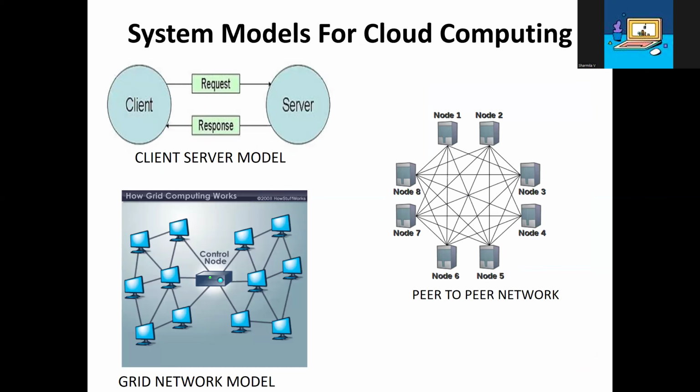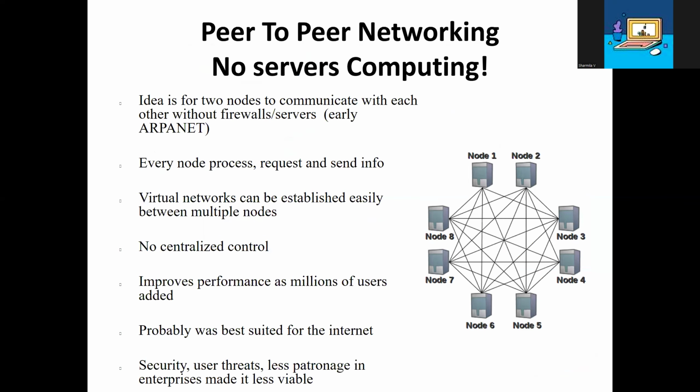So here is the system model for cloud computing: the client-server request, the P2P request, and the grid network. These are the different methods of networks we have seen in today's video session. Next, how the cloud works, how the cloud evolved, and what its history is. Okay, thank you.